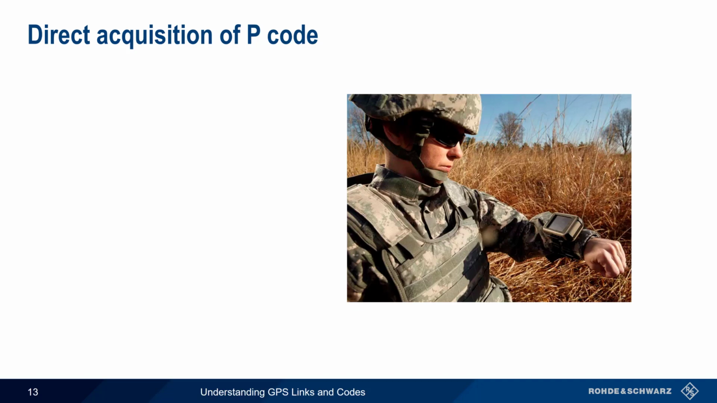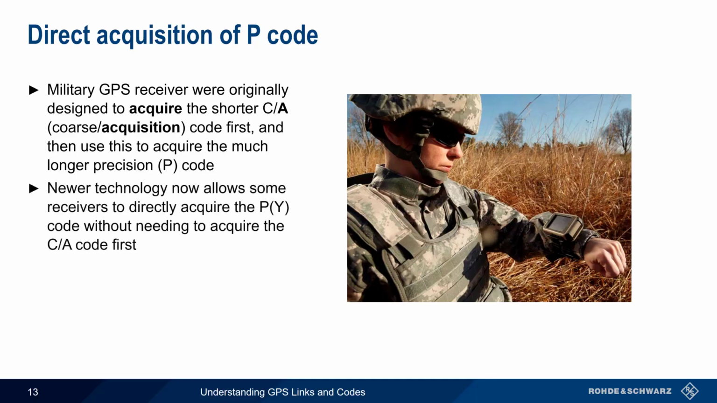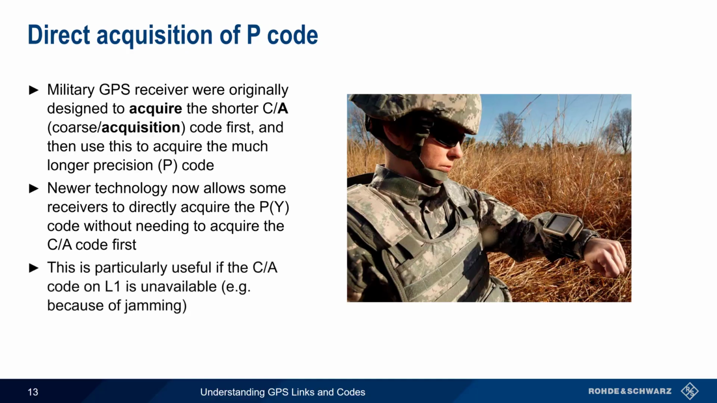You may recall that the A in CA code stood for acquisition, because military PY receivers were originally designed to acquire the shorter CA code first, and then acquire the longer PY code. However, technology advances have made it possible for some receivers to directly acquire P code without having to acquire the CA code first. This is useful when CA code is unavailable, for example due to jamming.